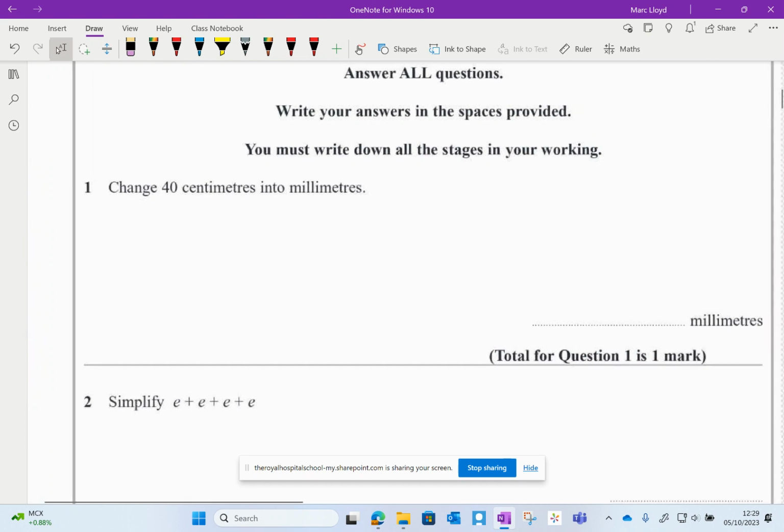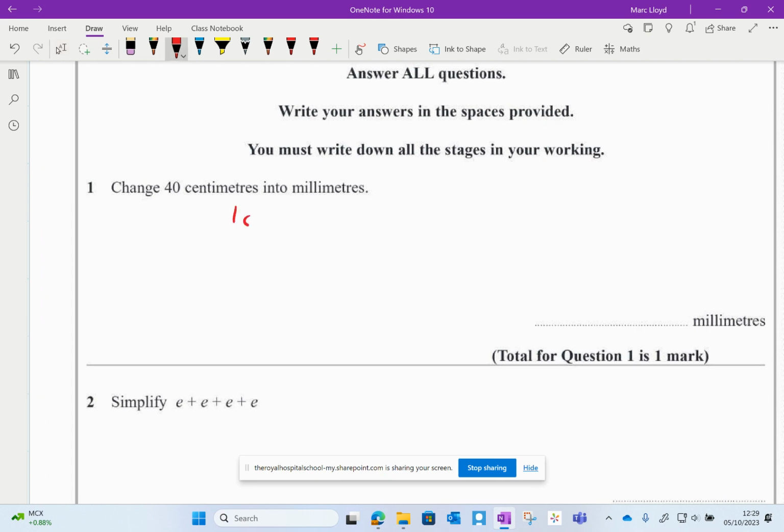So change 40 centimeters into millimeters. Well, 1 centimeter is equal to 10 millimeters. So we multiply by 10. 40 times by 10 gives us 400 millimeters.